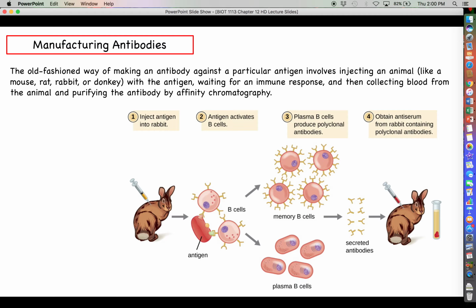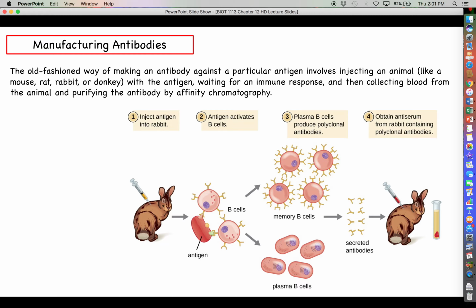So let's talk a little bit about how antibodies get manufactured in biotechnology terms. The old-fashioned way of doing this, if you decide that you're going to make an antibody against a particular antigen, usually a protein: let's say that you're studying a particular protein and you need a way of detecting that protein, right? So what if there is no commercial antibody available that was raised against that protein? Well, if there's no antibody to bind to that protein, you've got no way of detecting the protein. So what do you do? Well, you make the antibody yourself.